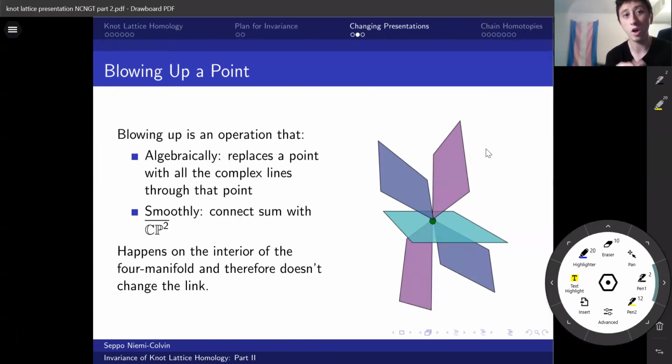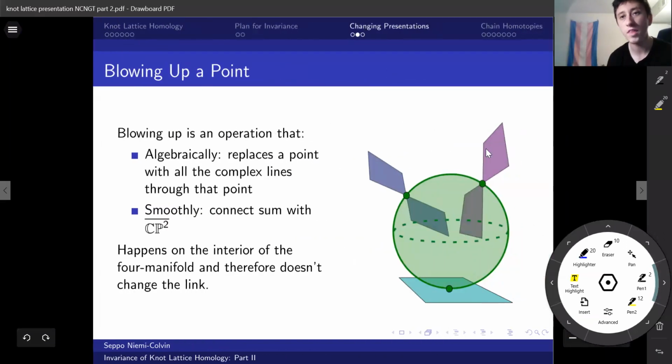They're going to be regarding blowing up a point. Blowing up a point algebraically replaces a point with all the complex lines through that point. So here we have a point, and then here's some complex lines. And when we blow up, that point becomes a copy of CP1, parameterizing all the lines going through it.